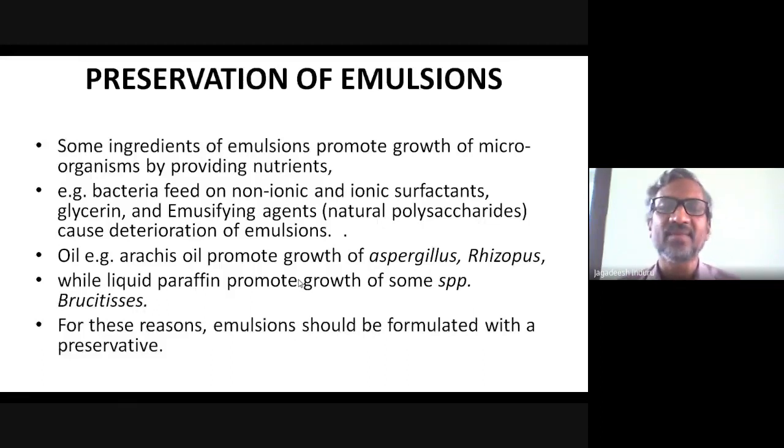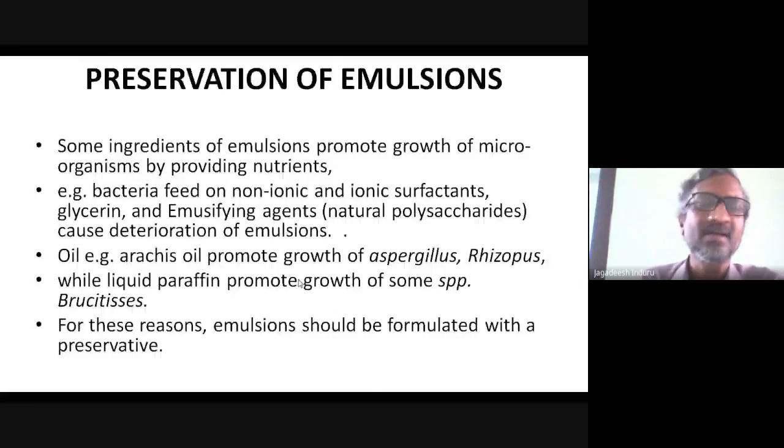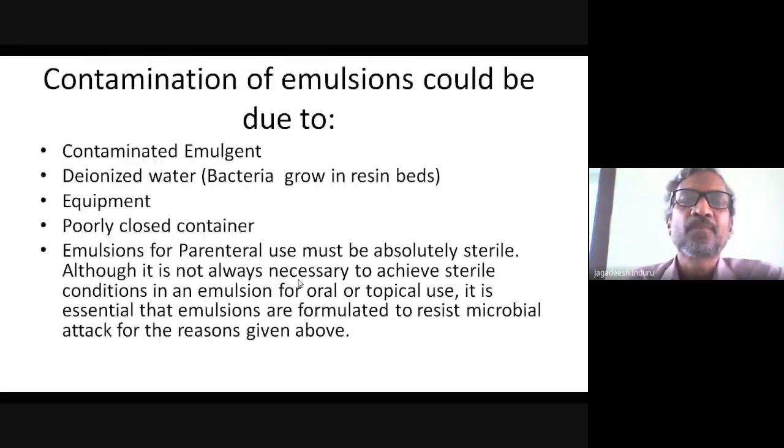Otherwise, the emulsion will be degraded by the bacteria within a short span of time. So we need to add a preservative. Most of the time, these preservatives are necessary because some of the contamination of the emulsion could occur not after the preparation but during the preparation, through different factors. One is the contaminated emulgent, which is already present because it is from natural sources. They are collected from different plants and gums, so the chances of contamination are very high.